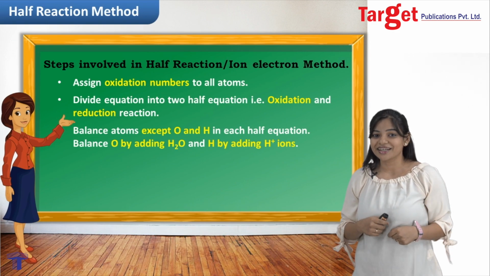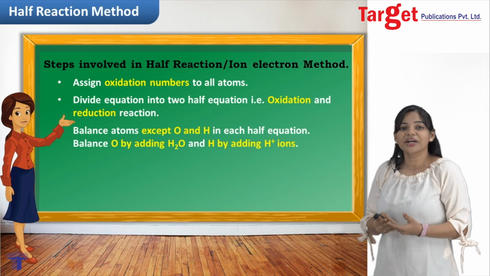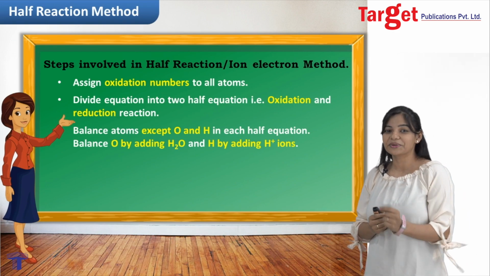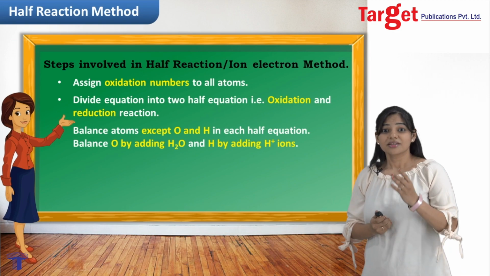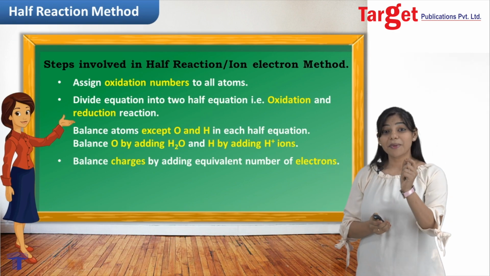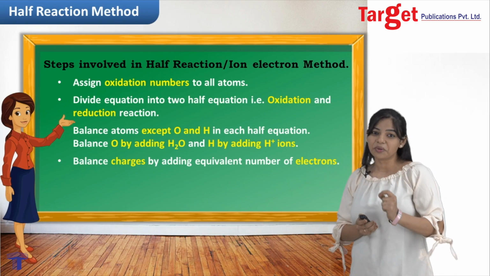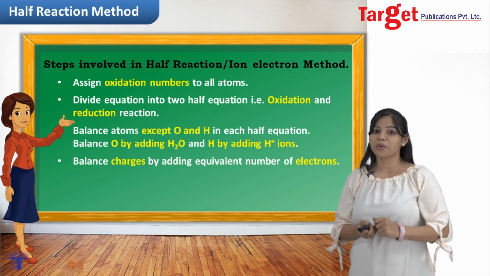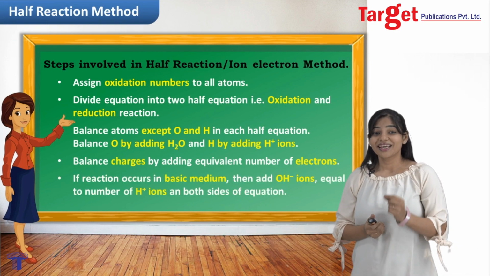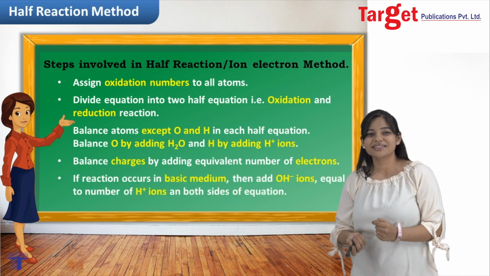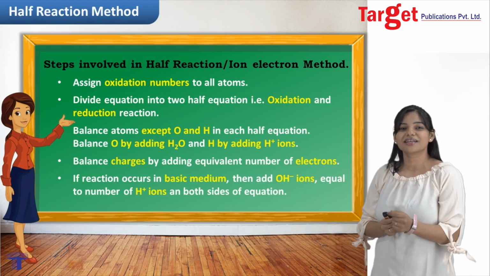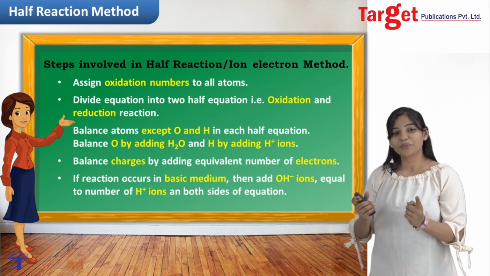And once we are done with that, we will balance oxygen and hydrogen, similarly to the previous method, by adding water and hydrogen ions respectively. The next step will be to balance the charges. Now students, here we'll balance the charges by adding electrons either on the left hand side of the reaction or the right hand side of the reaction. And finally, our last step will be, in case the reaction is in basic medium, we add OH minus equal to the H plus ions present in the reaction to both sides.